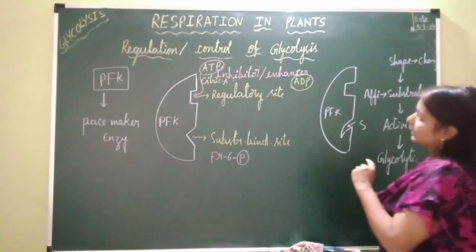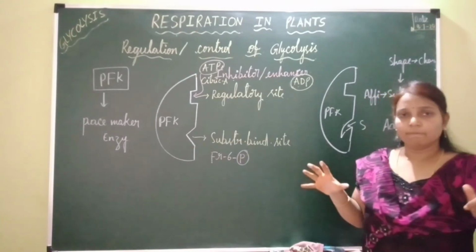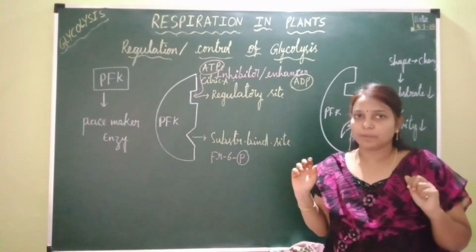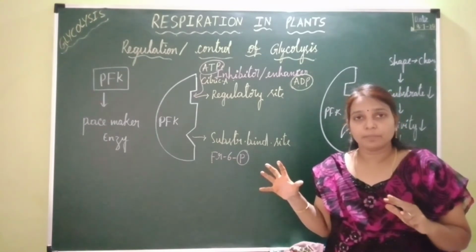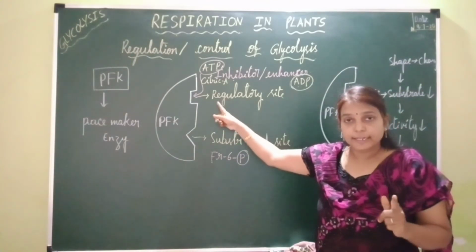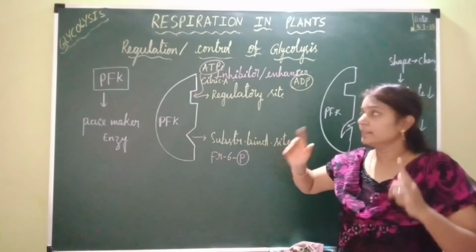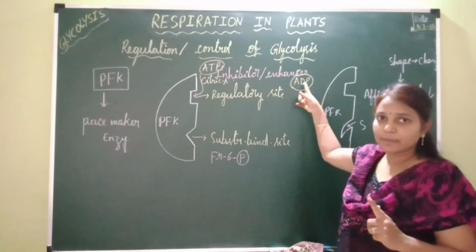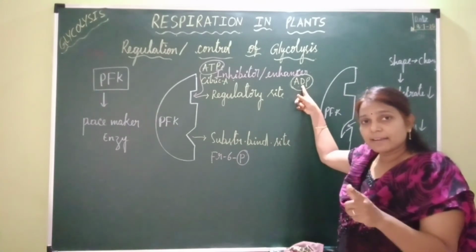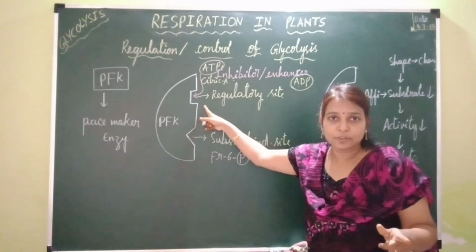Now let's see about the enhancer. ADP is the enhancer. When the cell is rich in ATP, the cell doesn't need any more ATP, so that ATP comes and binds with the regulatory site of this enzyme. When the cell is in need of ATP, then what happens? The cell will be ADP rich, so that ADP, the enhancer, comes and binds with the regulatory site of this enzyme.